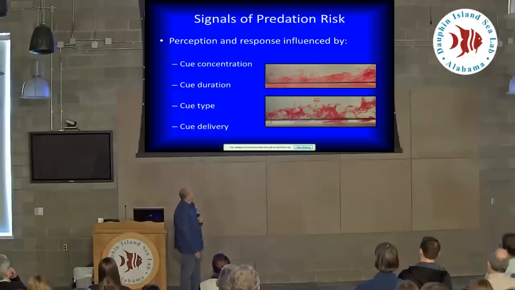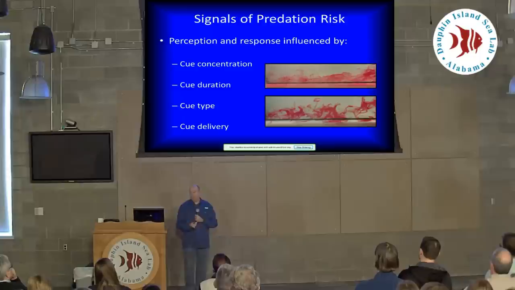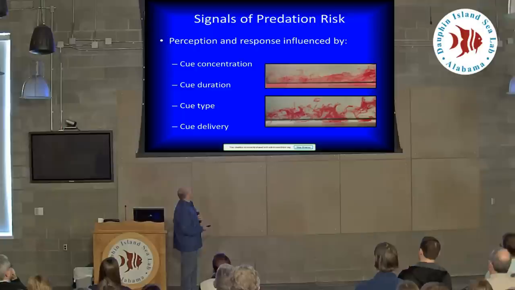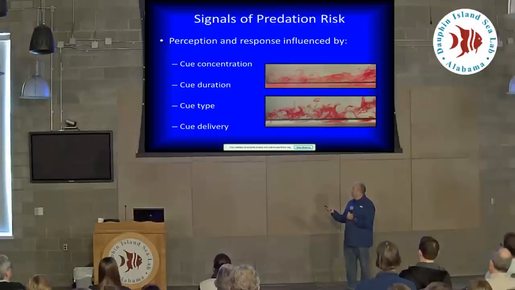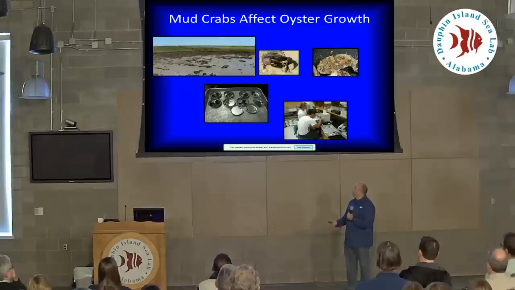There are a number of things that can influence perception and response to chemical signals: the concentration of the chemical cue, the duration that the animal is exposed to that cue, the type of cue that it is, as well as the delivery of that cue. Water flow can have a big effect on the way things are perceived. Although I've done a lot of work on cue delivery, I'm not going to talk about that much today. I'm really going to focus much more on these first three.